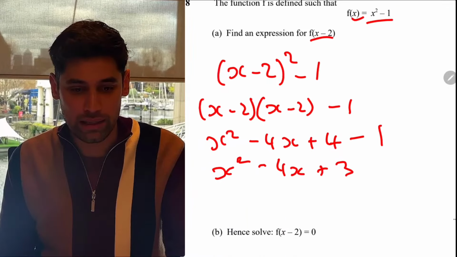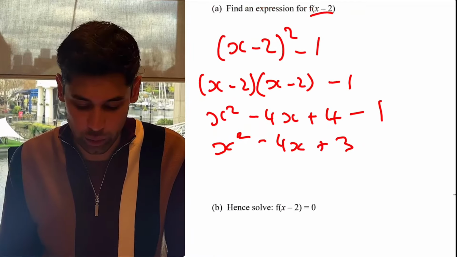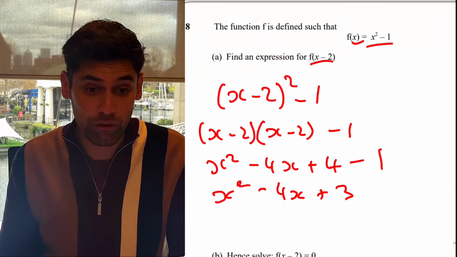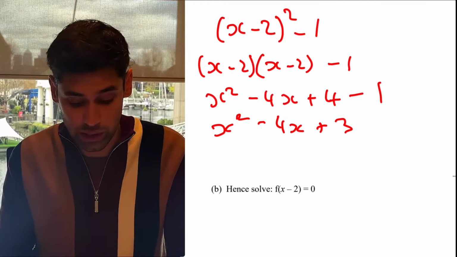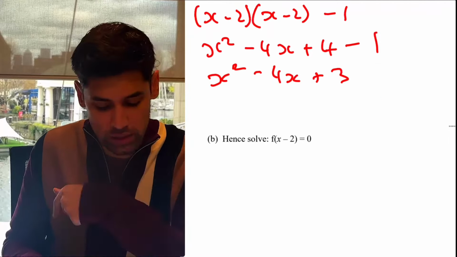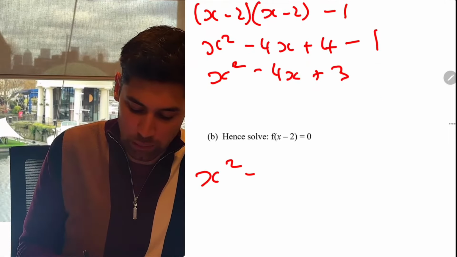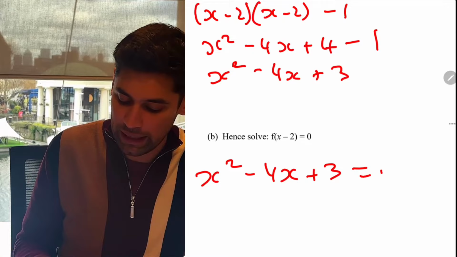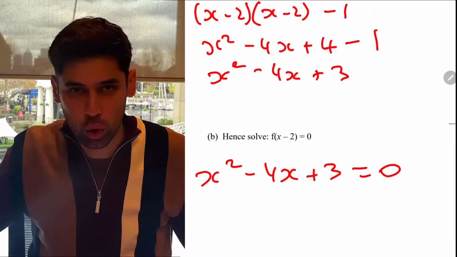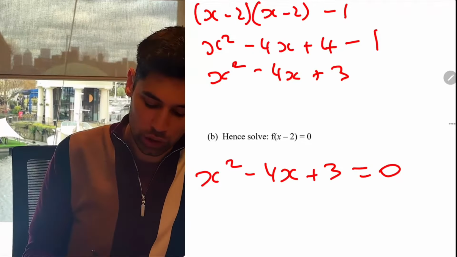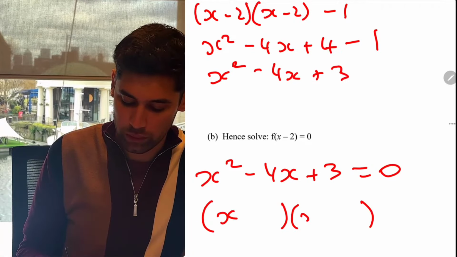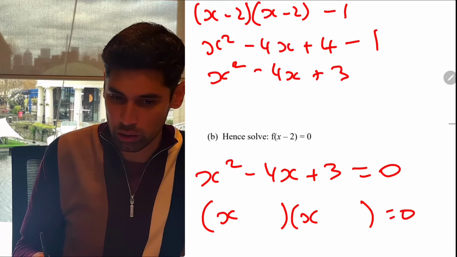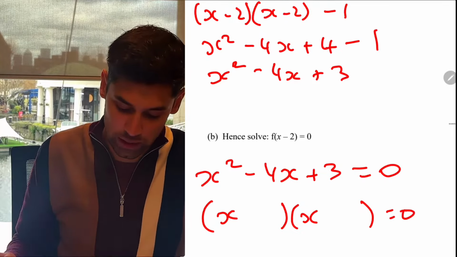And then part B is hence solve that equals 0. So quite simply, we've found f of x minus 2. It's now saying f of x minus 2 equals 0, so we make what we found equal to 0. X squared minus 4x plus 3 equals 0, and this is just standard quadratic factorization. Should be second nature to us, to be honest with you. If it's not, then let us know and we can perhaps do a section on quadratics.